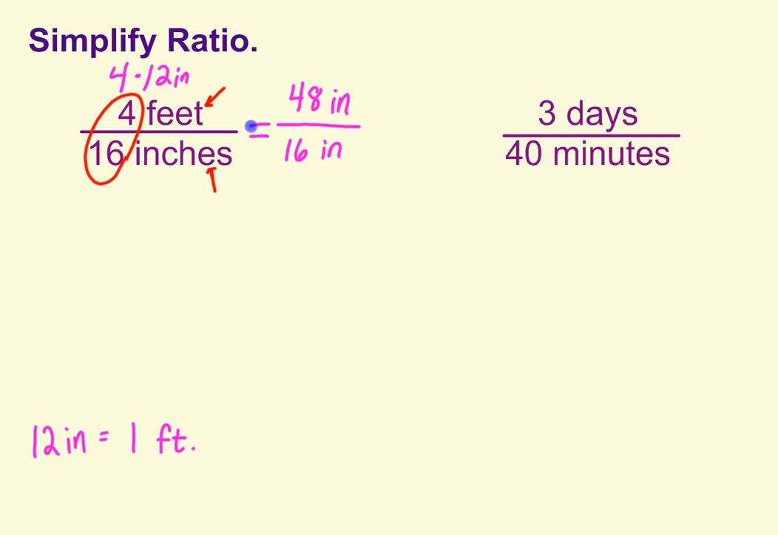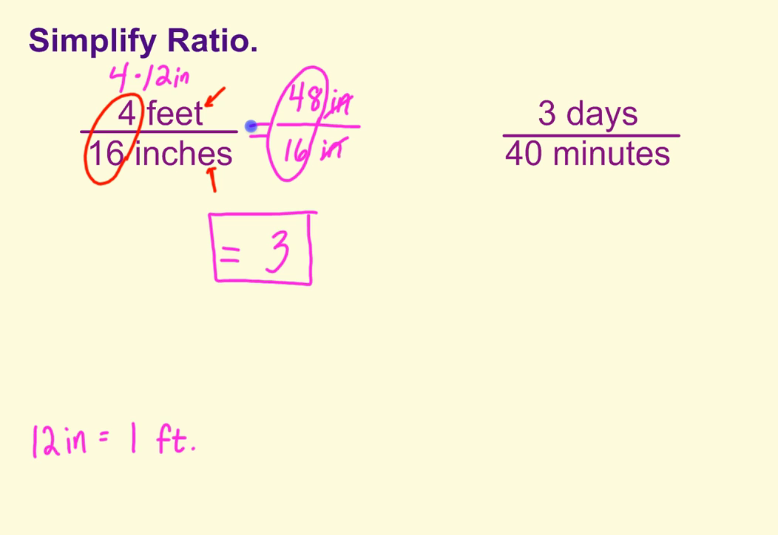Now that we have inches over inches, we can go ahead and take a look at the 48 over 16. Can we reduce it, or does it reduce evenly? 48 does divide by 16 evenly, and we get 3. And on these simplifying ratios, these do not get a unit, so it's almost like the inches cancel each other out, and our answer is just a 3. So we were able to do that conversion in one step.